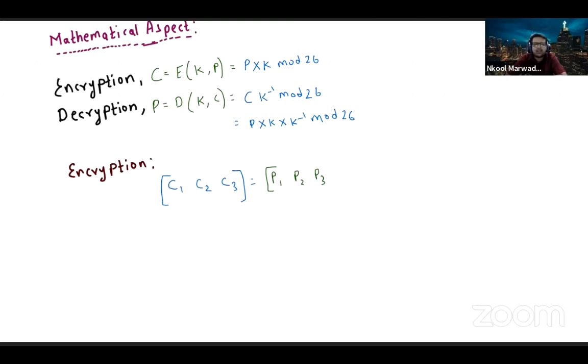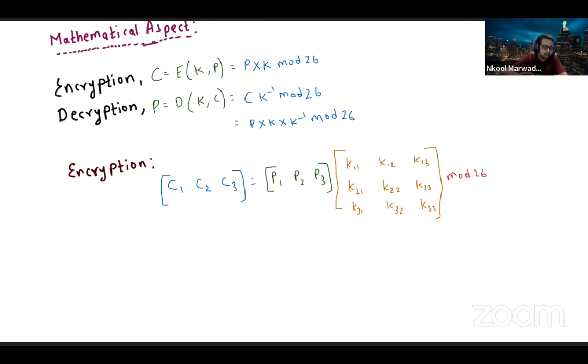So these 3 letters I will take and multiply with a key. The key looks like this: K11, K12, K13, K21, K22, K23, K31, K32, K33, and I have to do mod 26. So the encryption formula I just converted into matrix form. When I solve this matrix, I will get the ciphertext for these 3 symbols P1, P2, P3, that is, cipher letters C1, C2, C3.